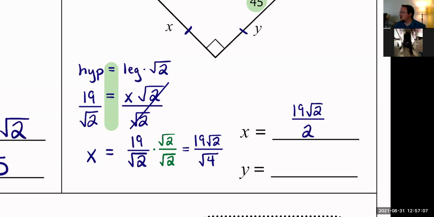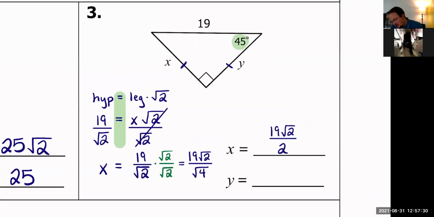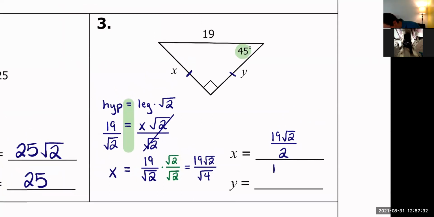Now, if I was on the construction crew, I probably wouldn't leave it as a radical. I would do a quick 19 times the square root of 2 divided by 2 to get an approximate value. But this would be the precise value for this particular measurement. Now, the good news is, do I have to go through that same process for y? No. We know x and y are the same. So y is also 19 times the square root of 2 over 2.